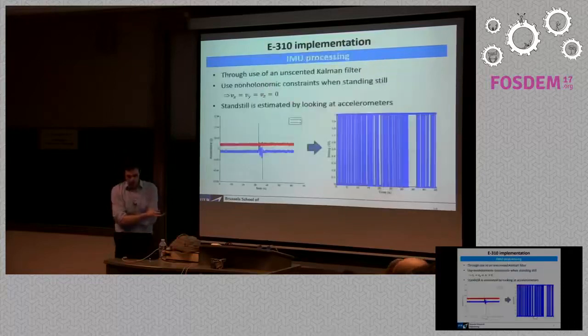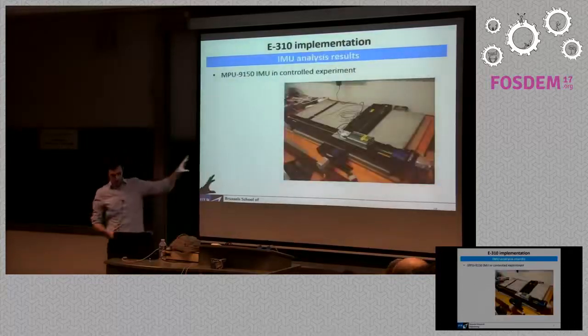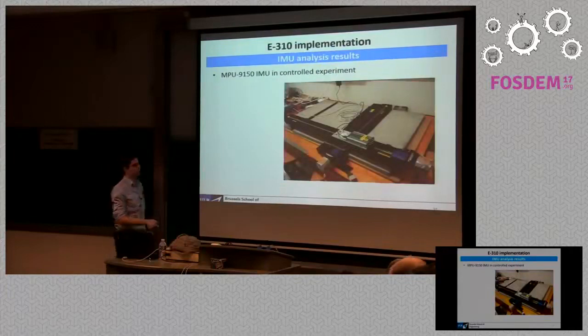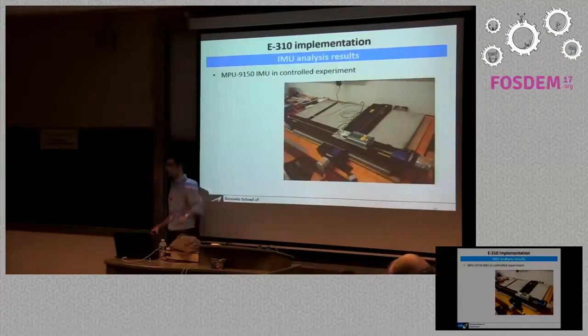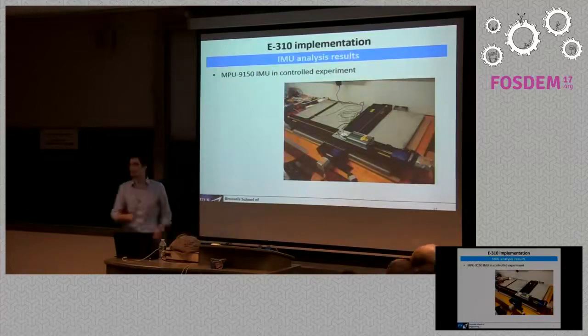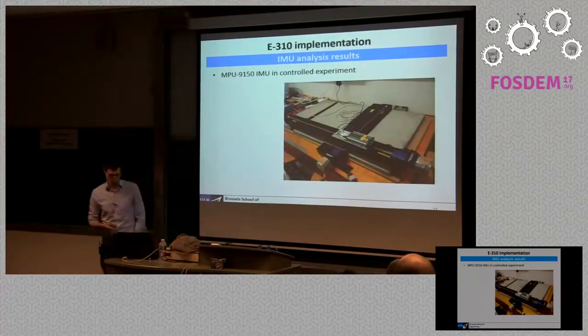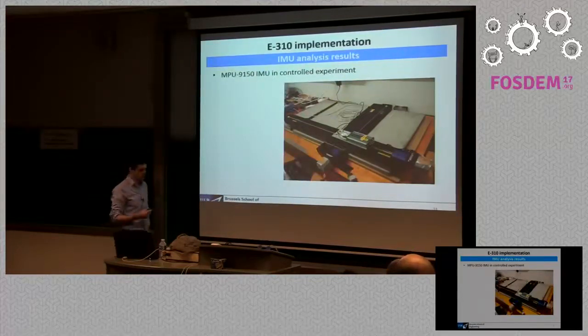So I'm going to skip a few slides here because they're really not that interesting. So we did this control experiment where we put the E310 on an XY positioner and we moved it. And this is a very precise positioner, so we know how much we moved it exactly. So we could see how our IMU processing does compared to the real movement.